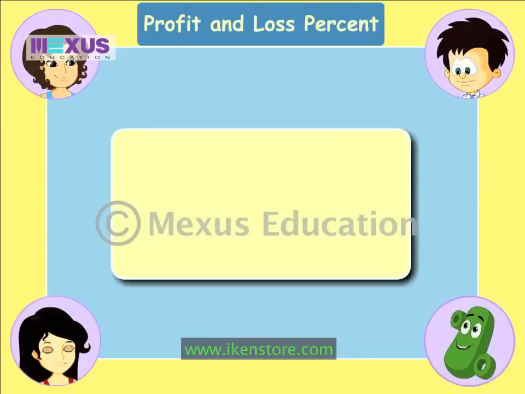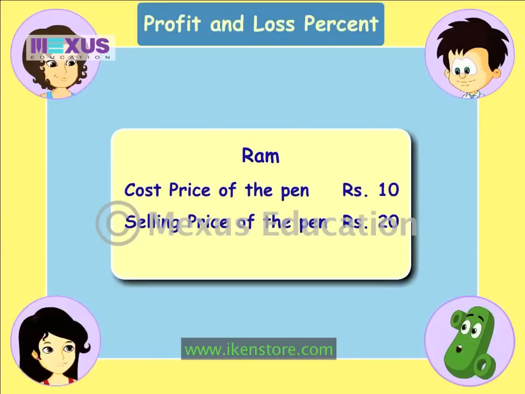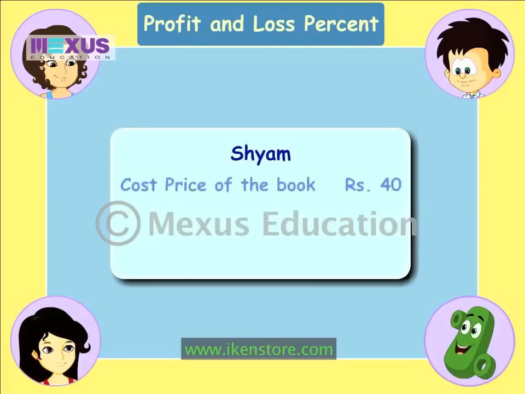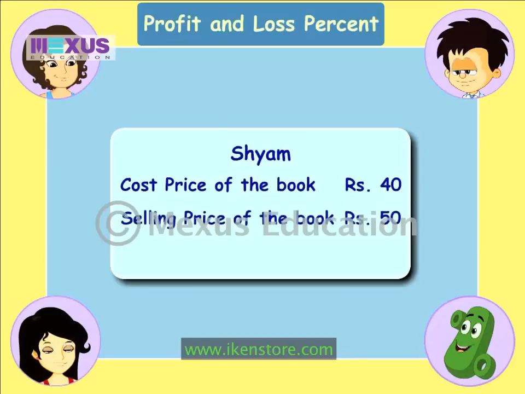First, tell me this. If Ram bought a pen for rupees 10 and sold it for rupees 20, what is his profit? Oh, I know. It's rupees 10. How? Because profit is selling price minus the cost price. Good! And if Shyam bought a book for rupees 40 and sold it for rupees 50, what is his profit? It's rupees 10 again. Excellent!